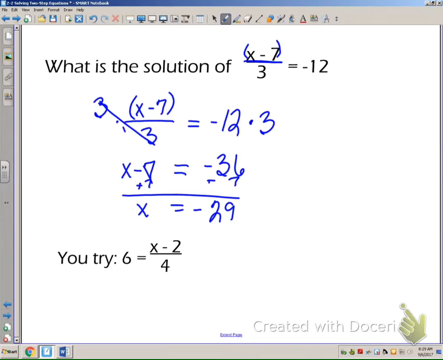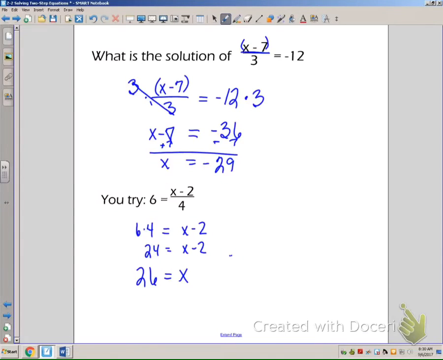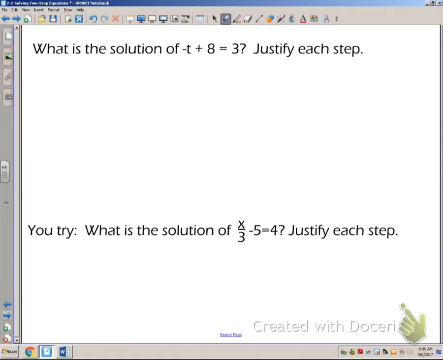We can plug it back in. Negative 29 minus 7 would be negative 36. Negative 36 divided by 3 is negative 12. So it works. So you go ahead and pause the video and try the bottom one. For my solution, I came up with 26. I used the multiplication property of equality, multiply both sides by 4, giving me 24 is equal to x minus 2. Then I added 2 to both sides and got 26 is equal to x. Okay, go ahead and try these problems. Pause the video and work these out on a sheet of paper and see what you can come up with.